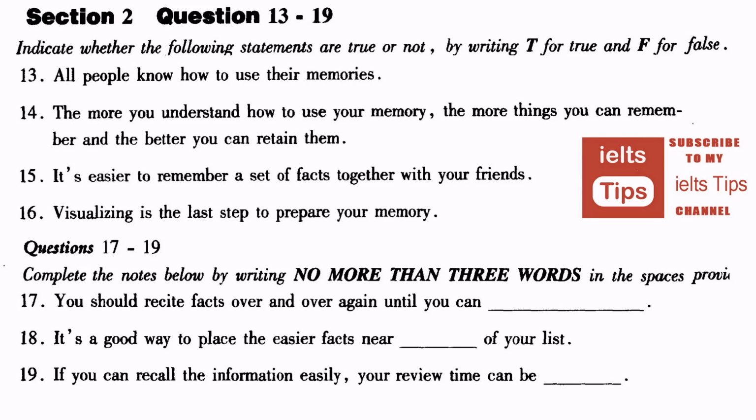If you can still recall the information easily, you can cut your review time to only once a week. As long as you can still recall the facts, you can make the time between reviews longer and longer. These 3 steps are very helpful ways to remember things.